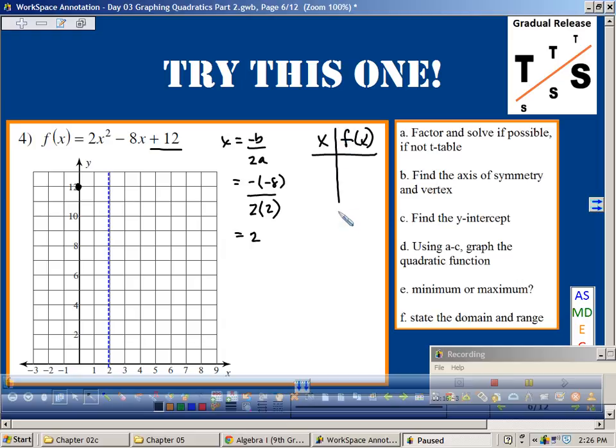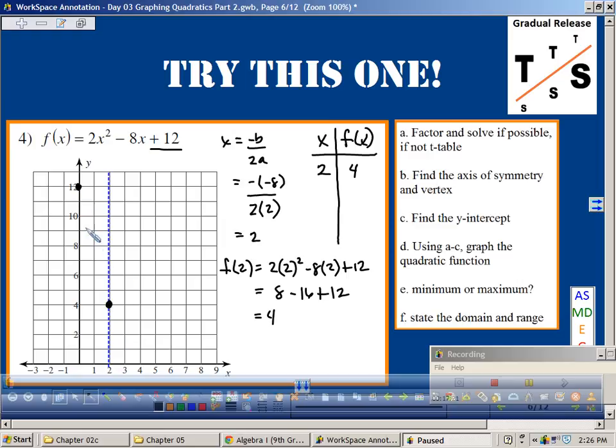Here's my table. What's the first thing I'm going to put in my table? 2. So f of 2 equals 2 times 2 squared minus 8 times 2 plus 12. 2 times 2 squared is 2 times 4, which is 8. Minus 16 is negative 8. Negative 8 plus 12 is positive 4. So 2, 4.